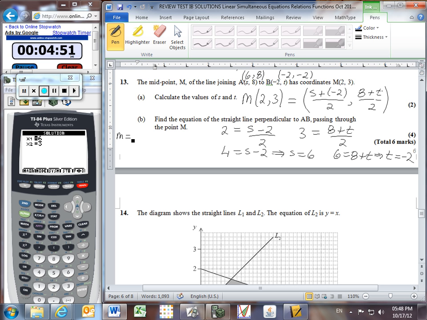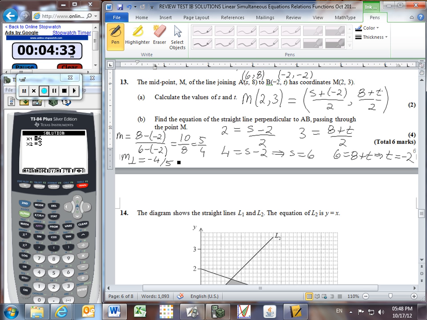So slope is the difference in the y's divided by the difference between the x's. Make sure you keep the same order. That gives me 10 over 8, which is 5 over 4. The perpendicular slope then is going to be the negative reciprocal, which is -4/5.